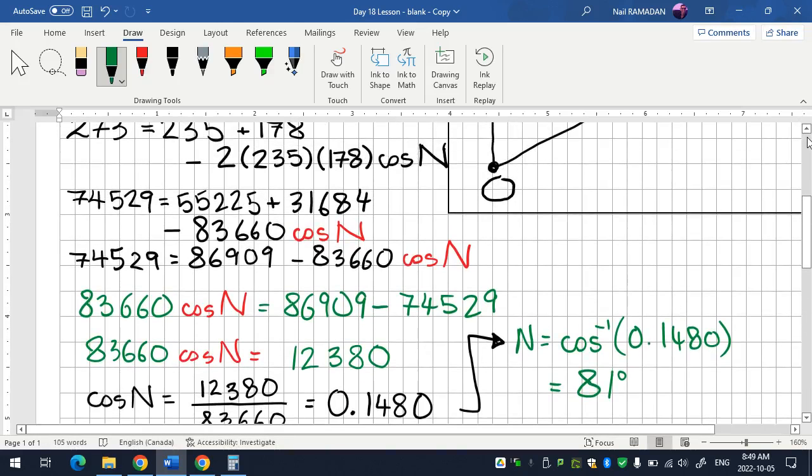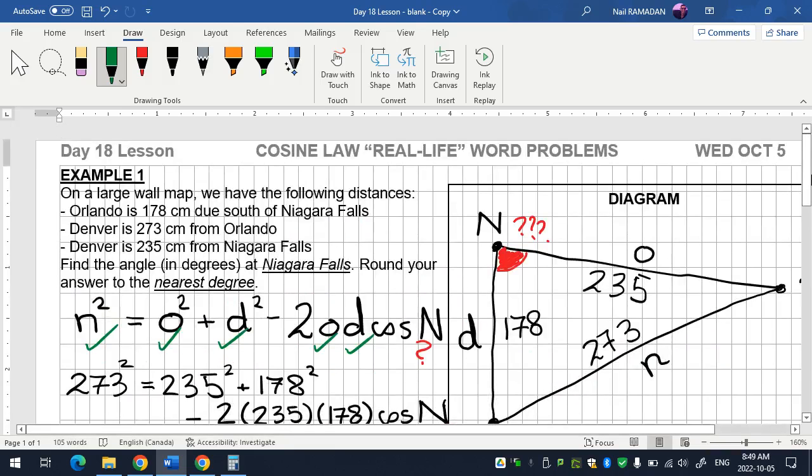So what does that mean? The angle on top, everyone, this angle right here, is roughly how much? 81 degrees. Does it look like 81 degrees? I don't know. Maybe my diagram is decent.